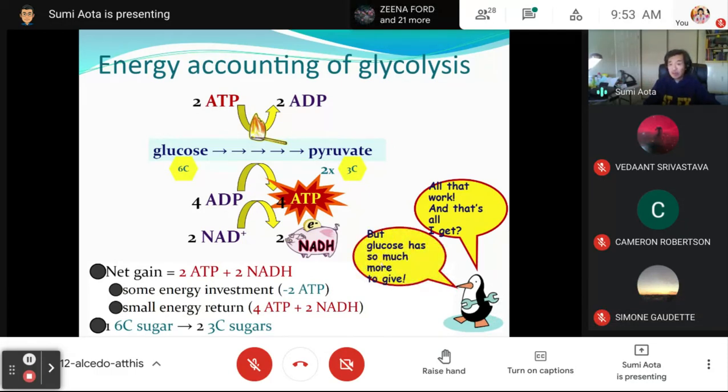So yes, glucose has so much more to give in the form of pyruvate. Because remember, we started with 2831 here. We've got about 260 kilojoules of energy here. And with the 2 ATPs, we got 62 kilojoules of energy here out of a total of 2,831. So most of the energy is still locked up as pyruvate.